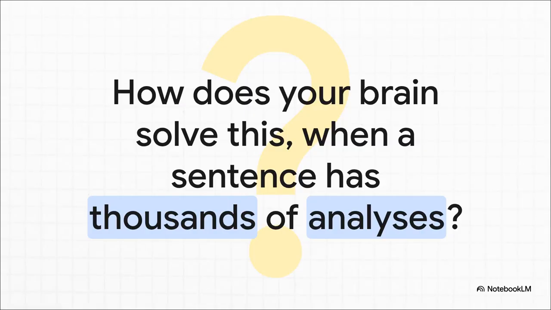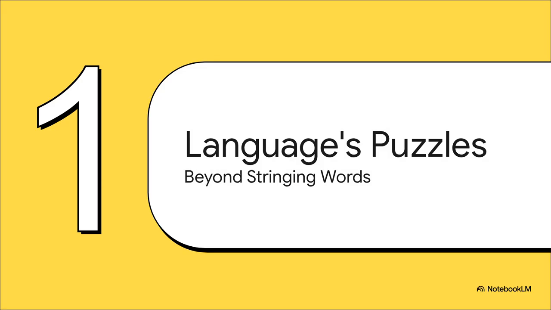Language is just swimming in ambiguity. A single sentence can have hundreds, maybe even thousands of different grammatical structures. So how do we sort through all that chaos so effortlessly? Well, to figure that out, we need a theory of grammar. To really appreciate the solution, we first have to understand just how deep the problem goes.